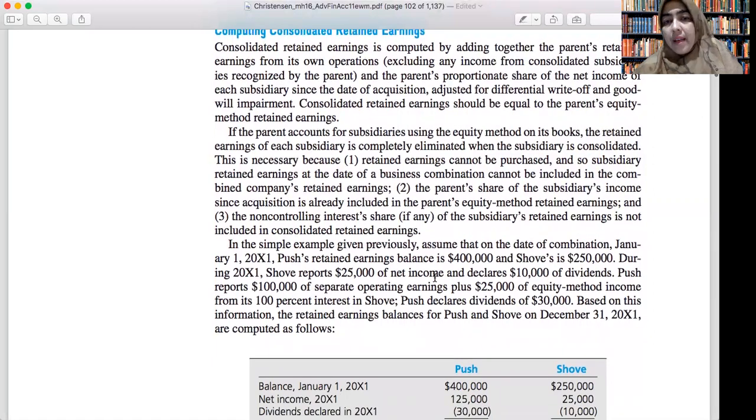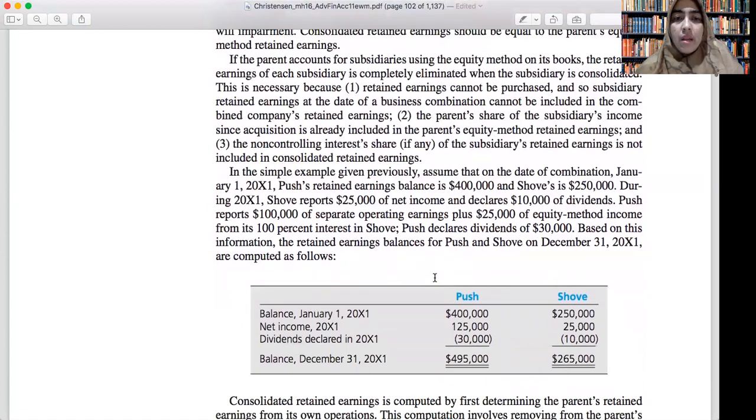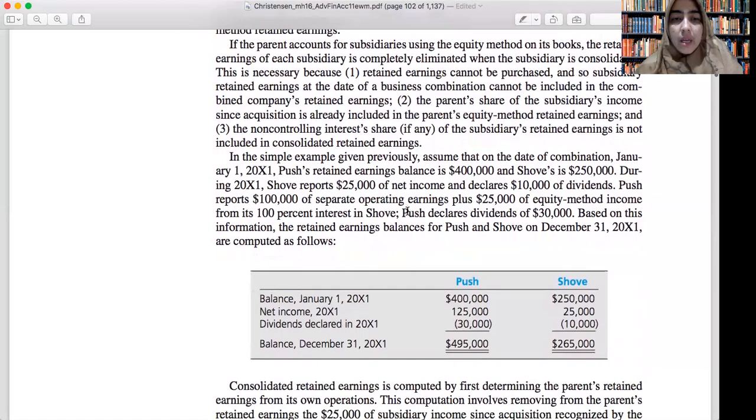So if the parent accounts for subsidiaries using the equity method on its books, the subsidiary's retained earnings are completely eliminated when the subsidiary is consolidated, because retained earnings cannot be purchased, right? The parent's share of the subsidiary's income is already included in the parent's equity method retained earnings.